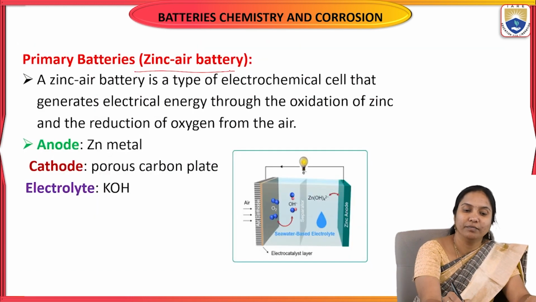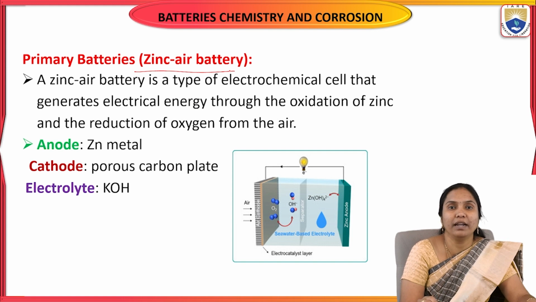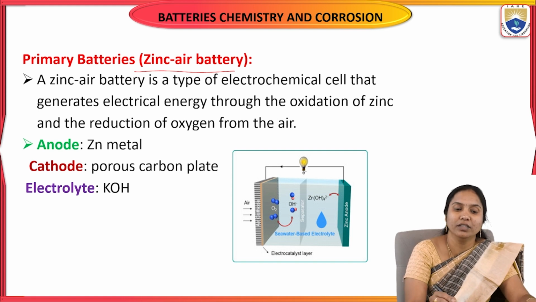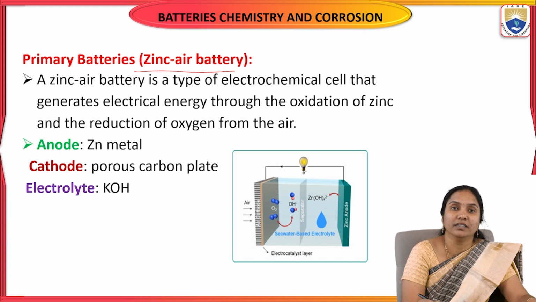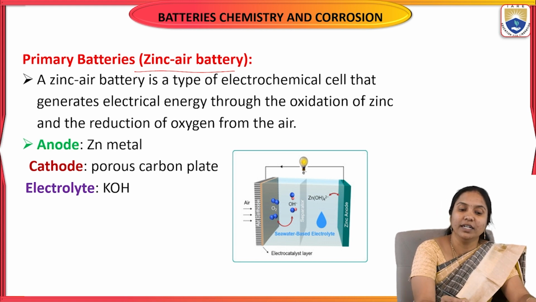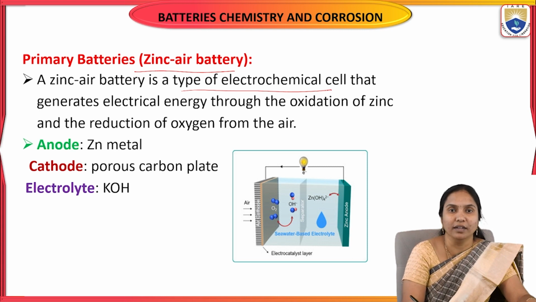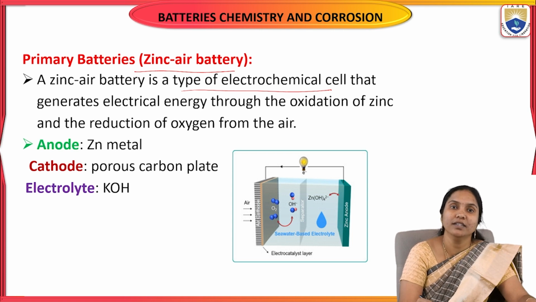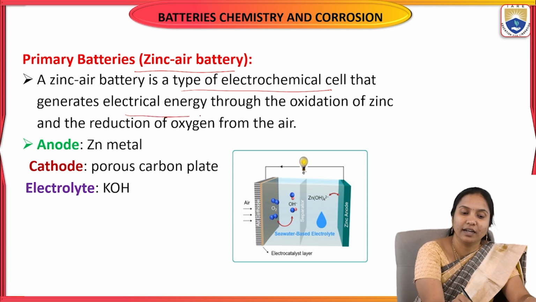Now let's discuss the zinc air battery, a good example of a primary battery. We'll discuss how to construct a zinc air battery, its working, and its advantages and uses. The zinc air battery is a type of electrochemical cell, which converts chemical energy into electrical energy.